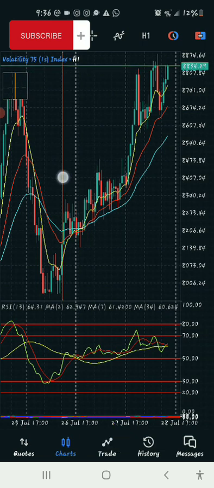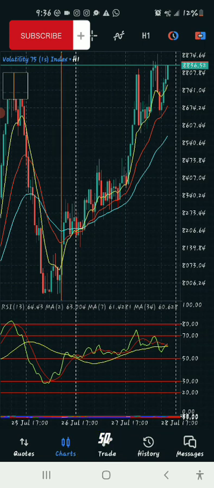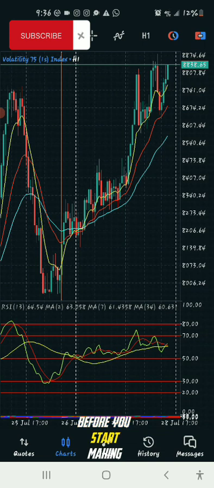Another thing, note, please allow the candle to close above the yellow line before you think of entering, because at times the market can just go up, touch the yellow line, and just reject downwards. So allow the market to cross above or below the yellow line before you start making your entries.